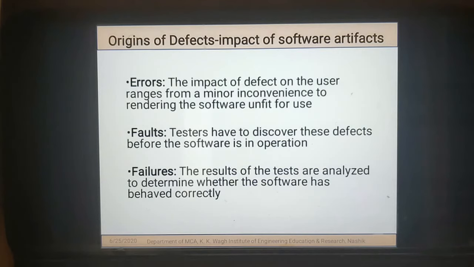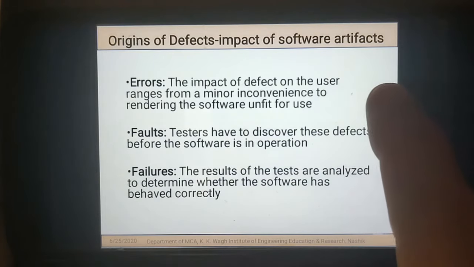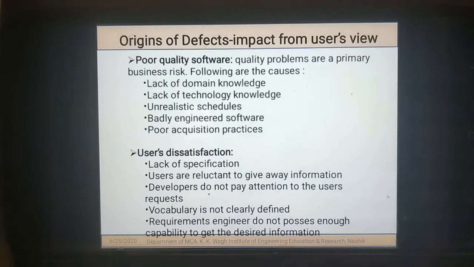Whereas the failure is whatever result is generated from the test cases; the test case results are analyzed to determine whether the software behaves correctly or not. That is the impact of the software artifact. Whereas the next category is the impact of the user view.